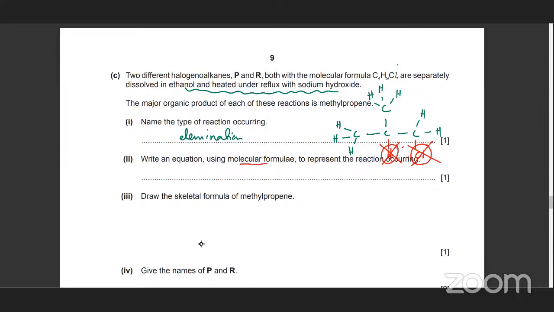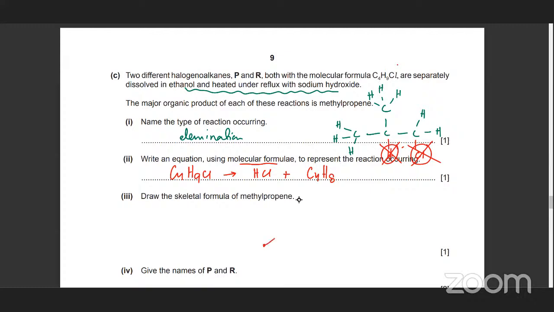Write an equation to show this using molecular formula. So you have to be very specific about molecular formula. So what's the molecular formula? This is C4H9Cl. Elimination happens, HCl is removed, and what's left is C4H8. So that is what's left. And you have to draw the skeletal formula of methyl propene.